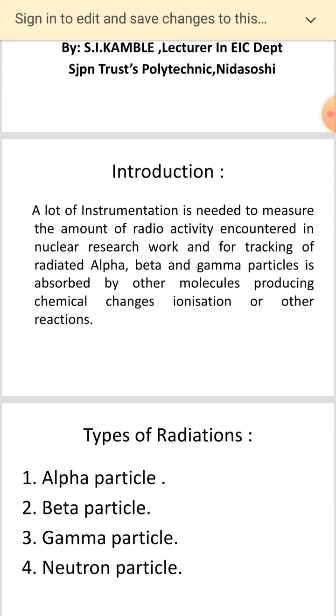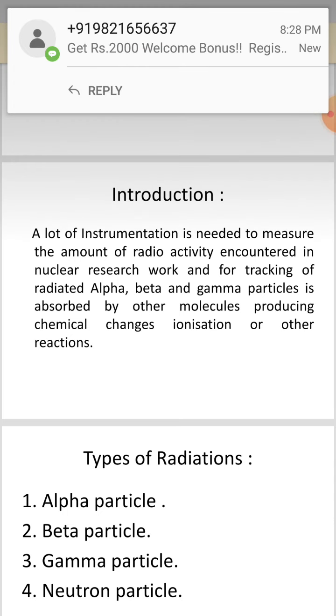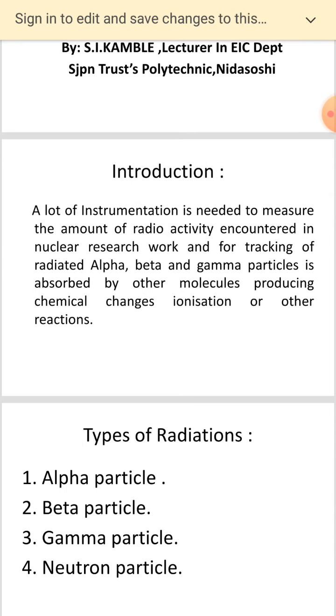radioactive materials we know emit nuclear radiation, which mainly consists of 4 particles. They are alpha, beta, gamma, neutrons. So now let us see a little introduction. A lot of instrumentation is needed to measure the amount of radioactivity encountered in nuclear research work and for tracking of radiated alpha, beta and gamma particles. The energy of this particle is absorbed by other molecules, producing chemical changes, ionization or other reactions.